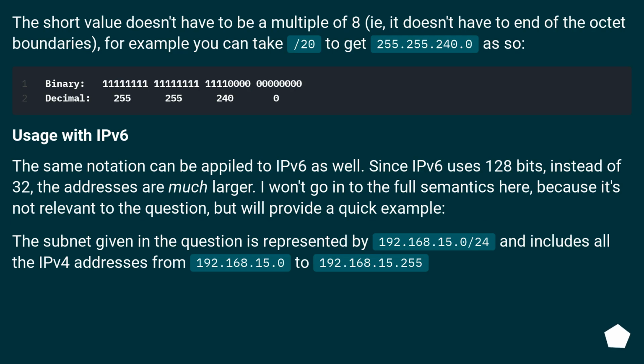The prefix value doesn't have to be a multiple of 8. It doesn't have to end on octet boundaries. For example, you can take /20 to get 255.255.240.0, as so.